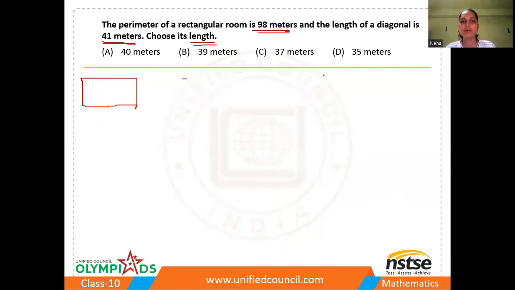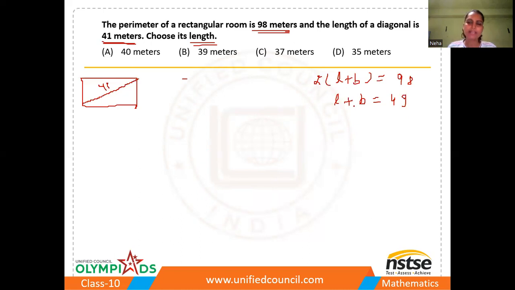So the value of 2 into L plus B is given as 98. Right. So I can say that L plus B is nothing but 49. And the length of the diagonal is also given. It is equal to 41. So we have L plus B equal to 49. That means length plus breadth. But we don't have length and breadth individually.